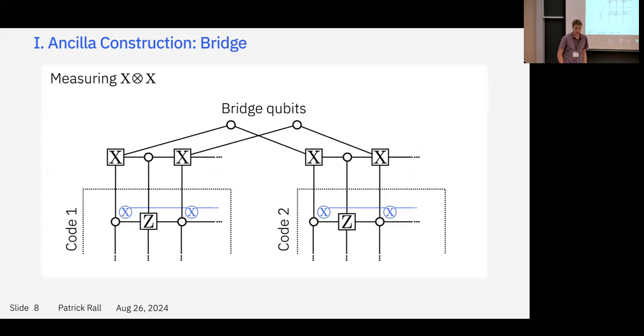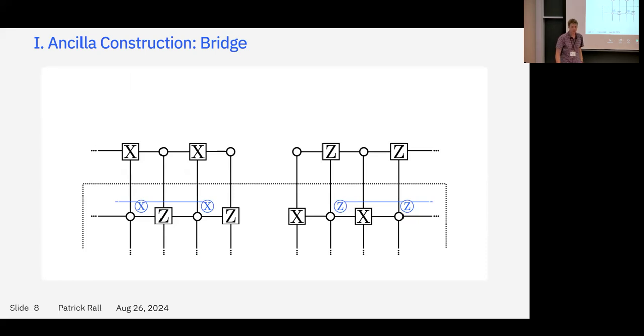Finally, let's talk about bridge systems. So one thing that was already known in the literature, as far as I know, is that you can take two of these ancilla systems and staple them together by adding a bunch of bridge qubits connecting each of the pairs of checks. So this will actually give you a joint system that will measure this parity X tensor product X in two different codes. So that's pretty neat, but it turns out that this is actually necessary to do Y measurements within the same code.